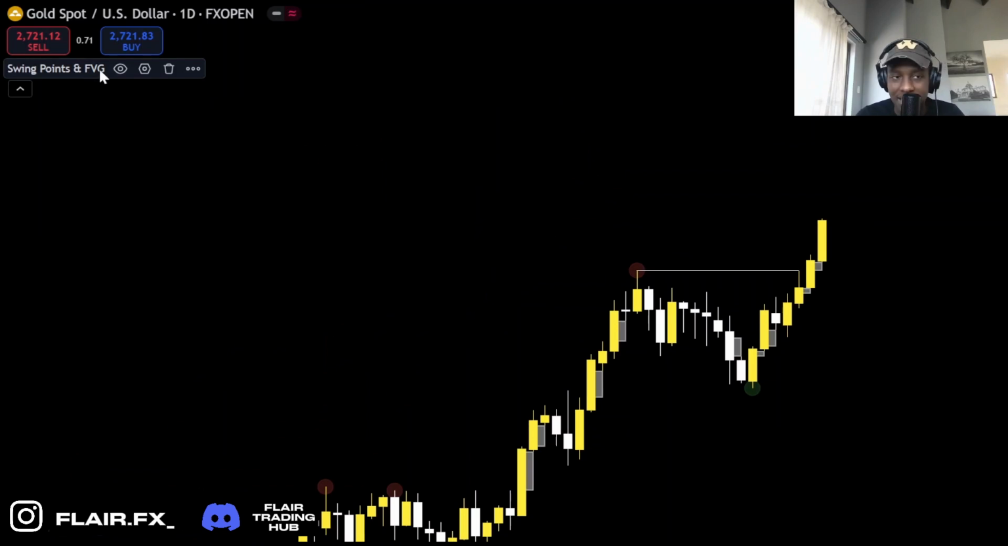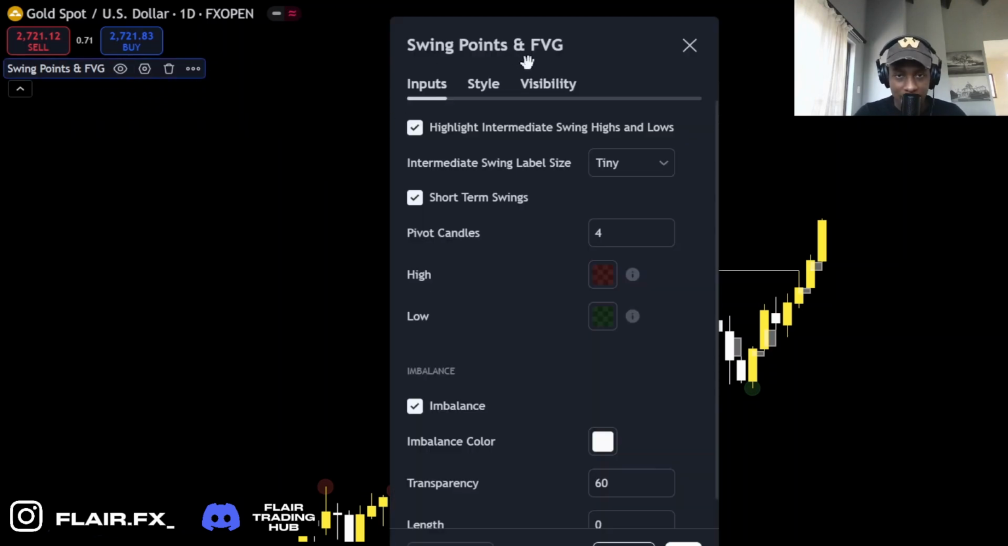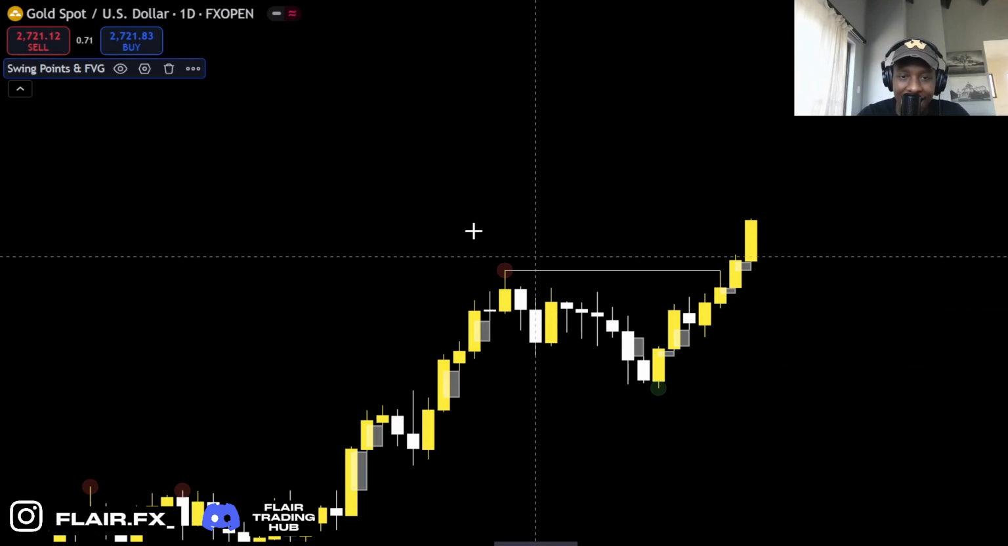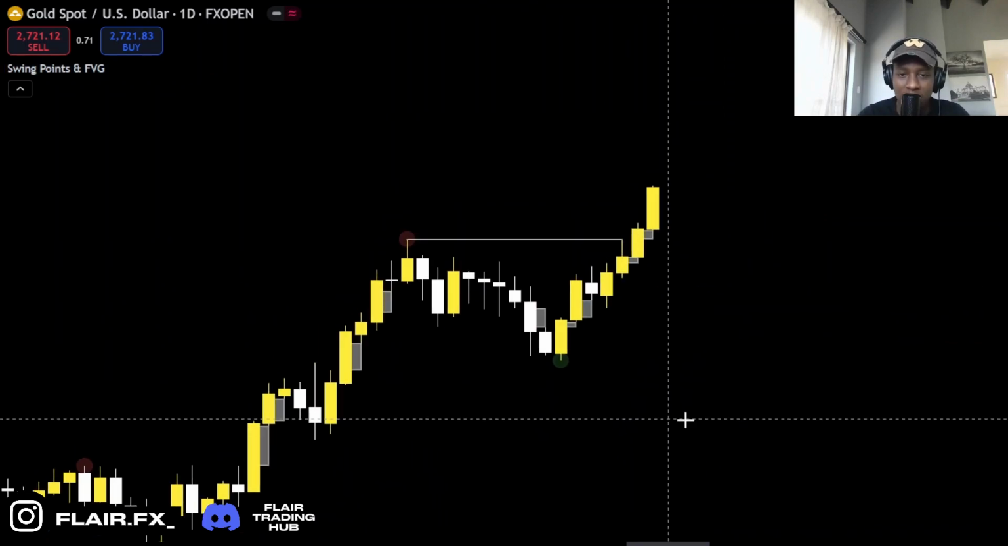A lot of you guys are also asking what indicators I'm using. I have a video, I'll probably put the link on top, where I explain everything I use: my chart colors, my Fibonacci retracement tools, and everything. So I use this one. It's called swing points and FVG, so fair value gaps. This indicator helps me highlight the obvious highs, so I can pull out the fib.